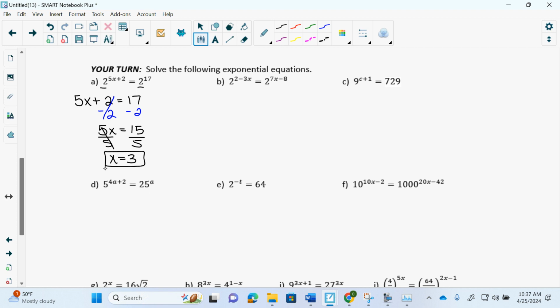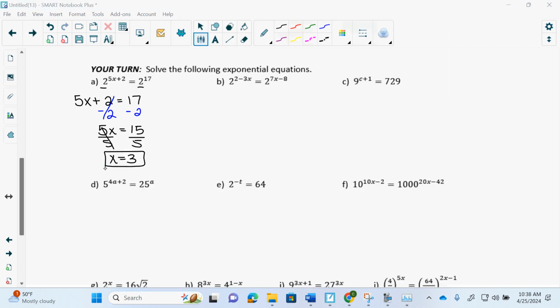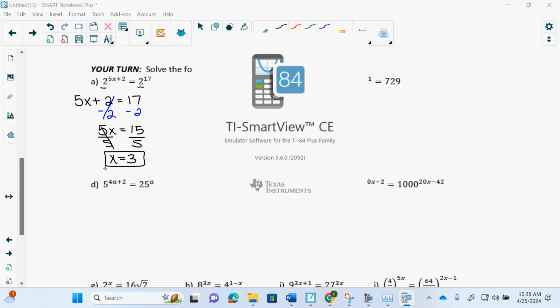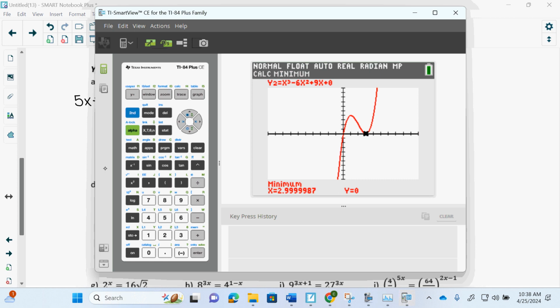Go to your calculator. I need you to put the left-hand side of the equation into y1 and the right-hand side of the equation into y2. So in y1, you're going to have 2 to the 5x plus 2. If you have the older calculators, 5x plus 2 has to go in brackets. If you don't do that, it'll give you an error.